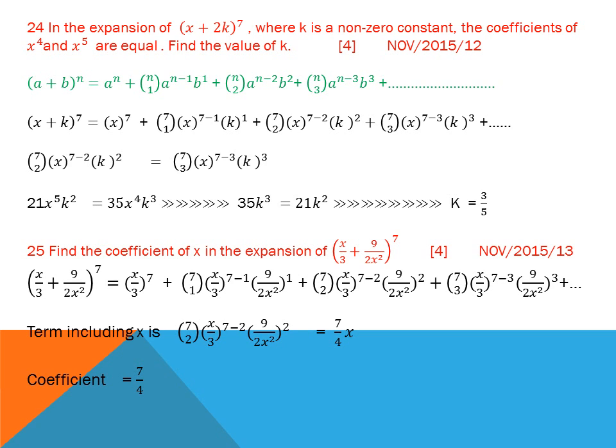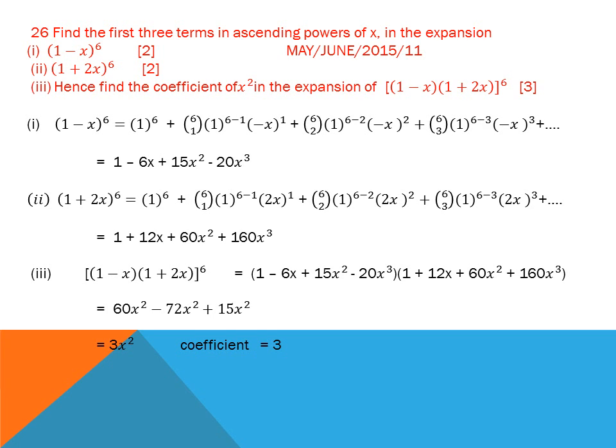7c2 x over 3 power 7 minus 2 into 9 over 2 x square whole power 2. When I simplify this 7c2 and this, I will find that 7 over 4x, it means the coefficient of x is 7 over 4 here. Question number 26. Find the first three terms in ascending power of x. Very easy. Carries 2 marks in both parts.